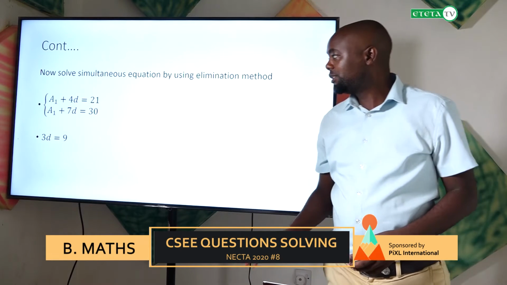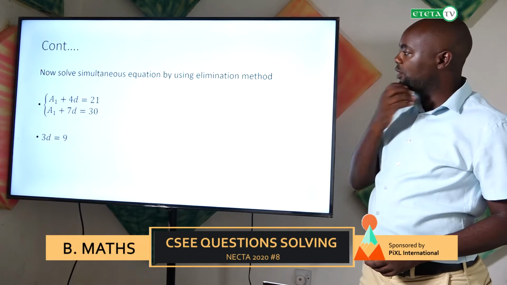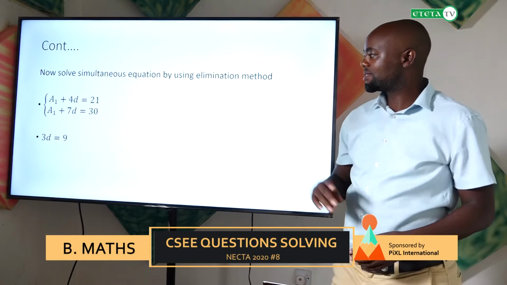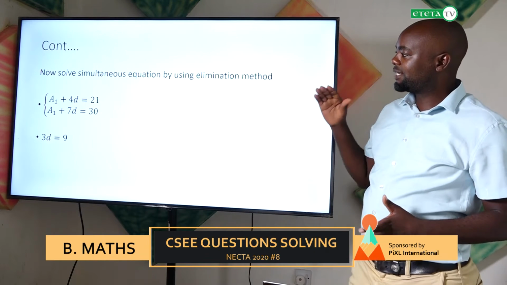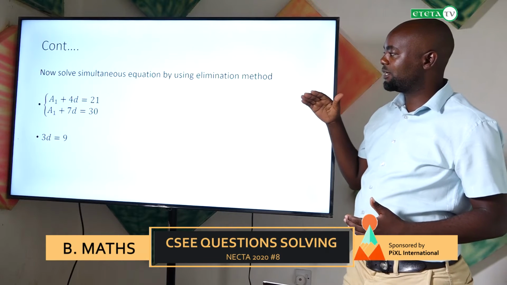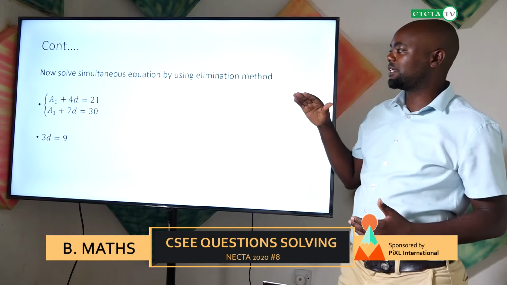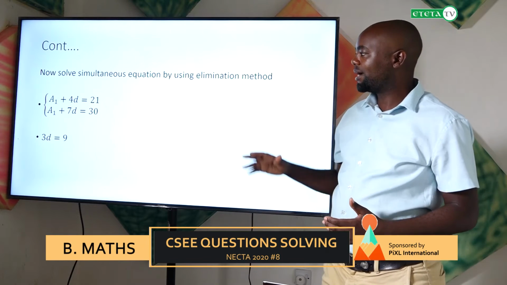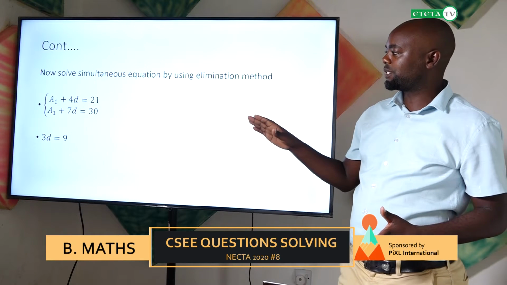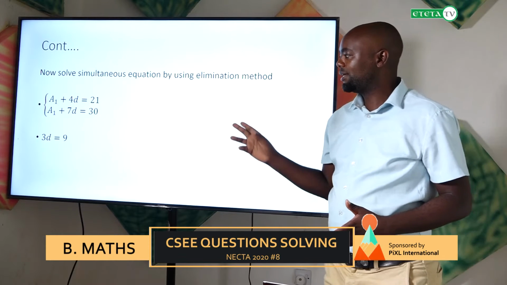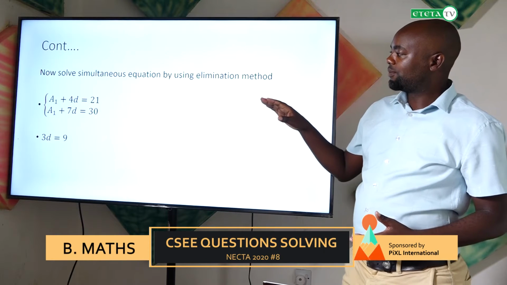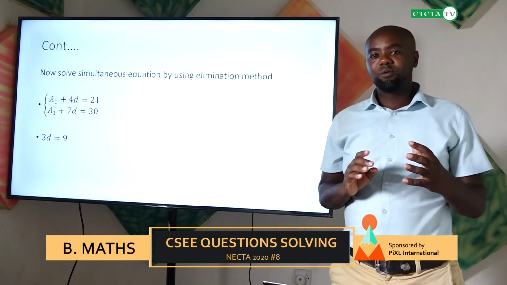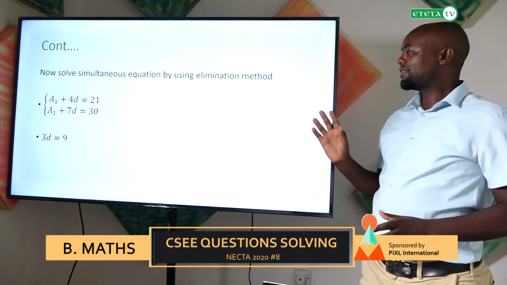When you use elimination, we are going to eliminate A1. Once you eliminate A1, automatically you remain with D. You take equation 2 minus equation 1: A1 from equation 2 minus A1 from equation 1 automatically gives 0, and you take 7D from equation 2 minus 4D from equation 1, you get 3D.